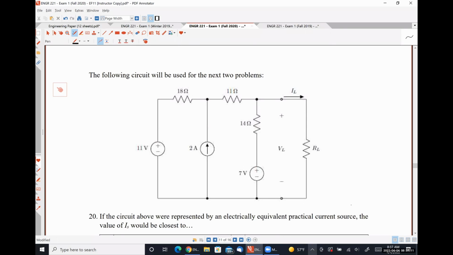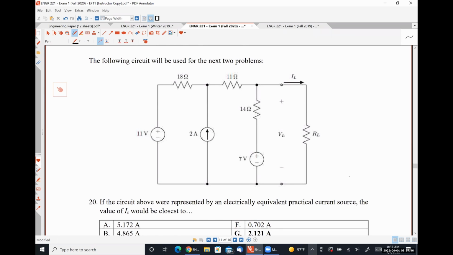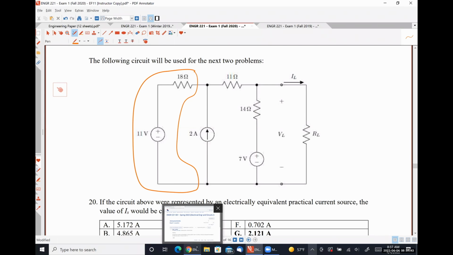Okay, let's see what we have here. All right, so the first thing that I would do would be to take this guy and replace it with a practical current source. Okay, so that would then put, let me work this one all the way out, because describing it in the space that I have here is not going to be particularly great. So let's see.